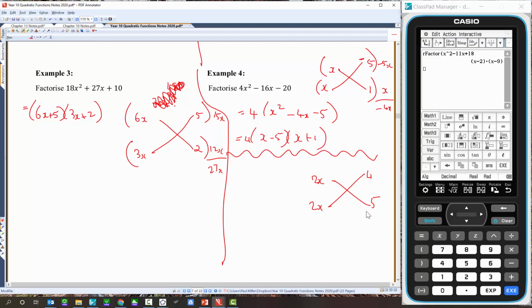2 and 5 is 10, 8. That's not working. Turn some music down there. Okay, so that's not working. So what is it going to be? Is it going to be 10, 2? I think it's going to be 10 and 2.